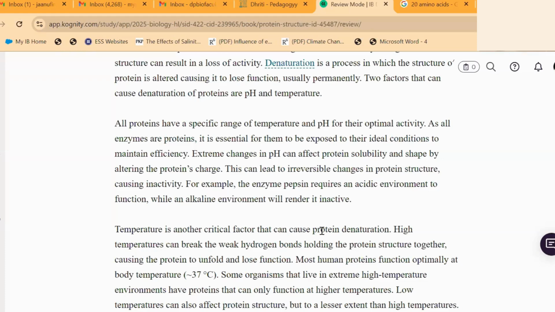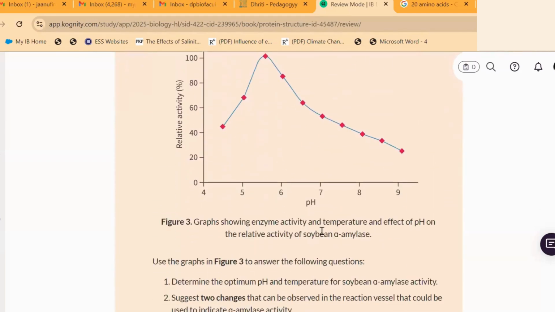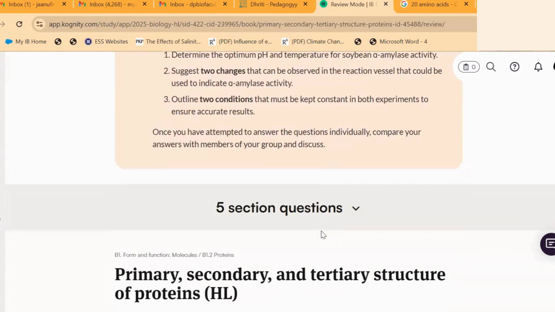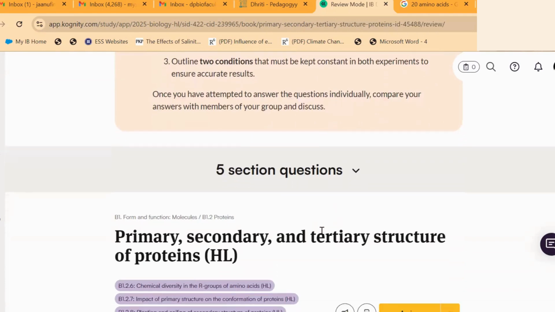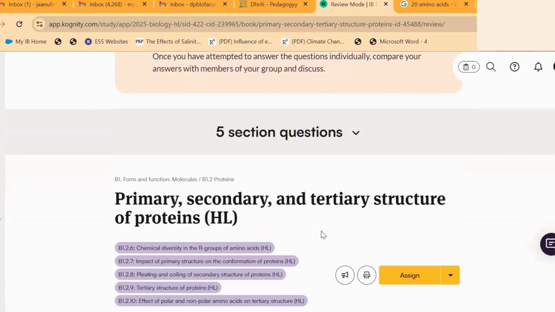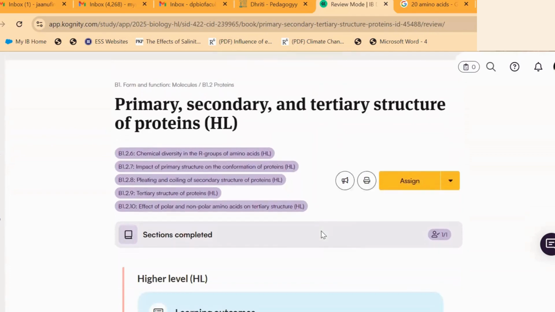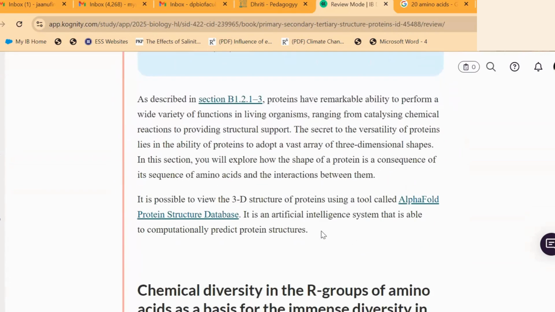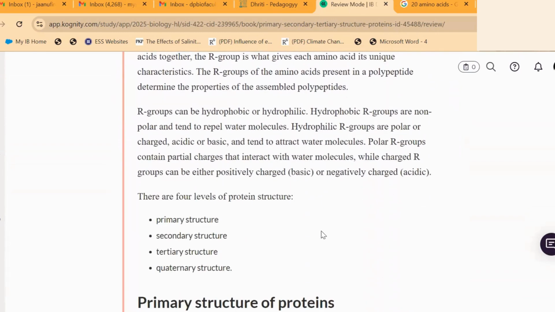For humans, it's mostly 37 degrees Celsius, and neutral pH. For each enzyme and different protein molecules, the optimum temperature varies. It's not the same. So coming to the structures, which is important here: primary, secondary, and tertiary structures. Primary structure, as I told you, is a linear sequence of amino acids held together by a peptide bond.